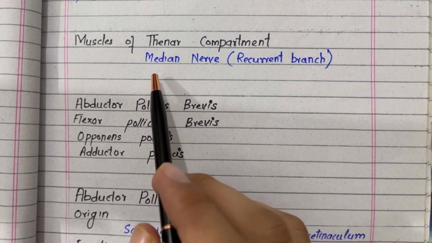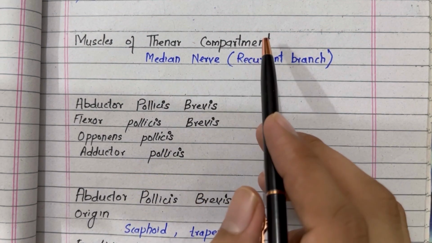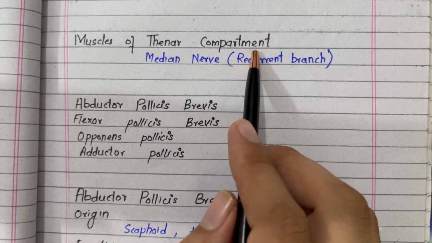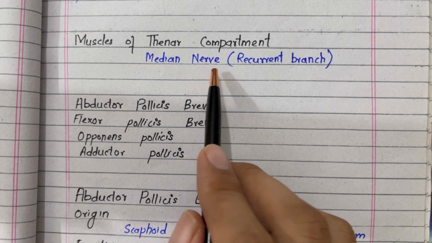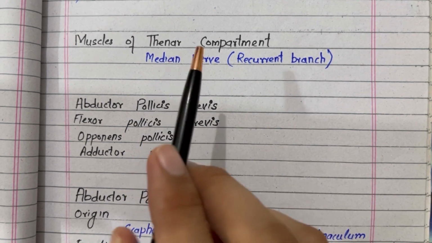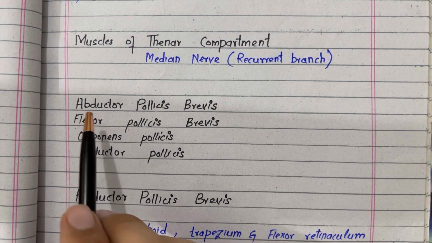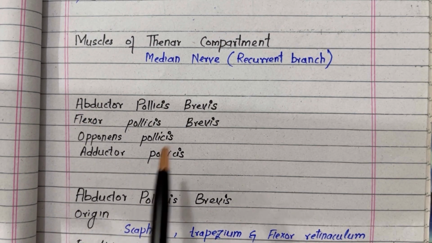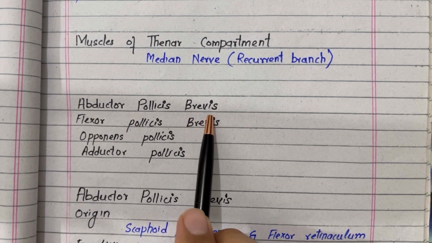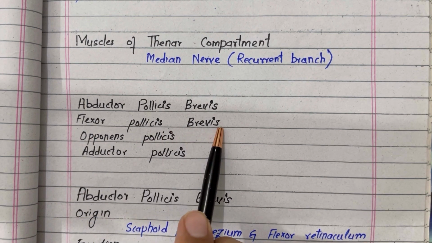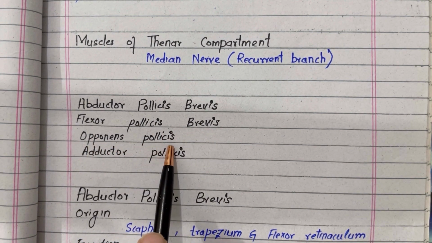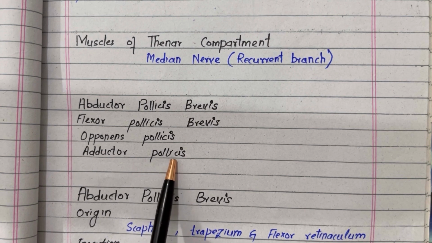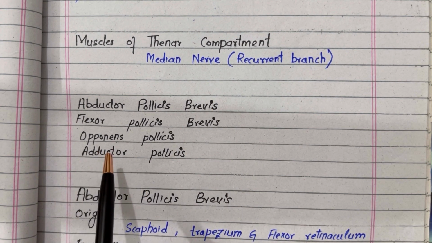Overall, it should be noted that all muscles of the thenar compartment are innervated by the recurrent branch of the median nerve. Student, there are a total of 4 muscles in the thenar compartment: abductor pollicis brevis, flexor pollicis brevis, the opponens pollicis, and the adductor pollicis. We will discuss the anatomy of each muscle in detail one by one.